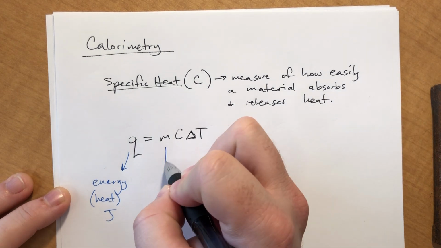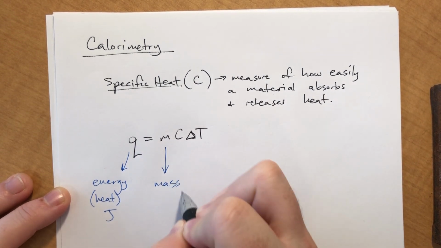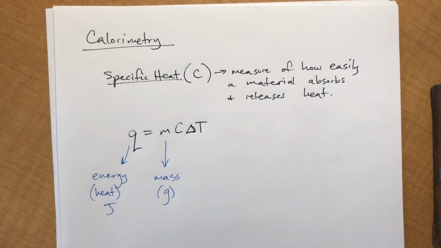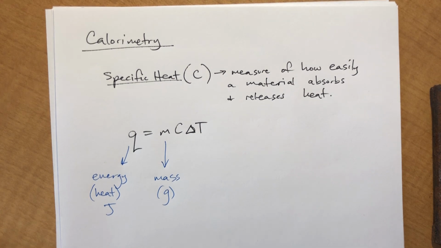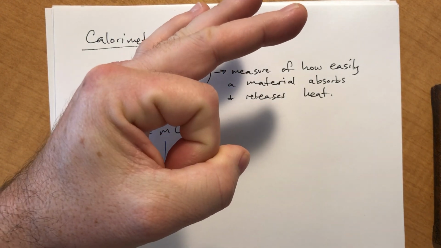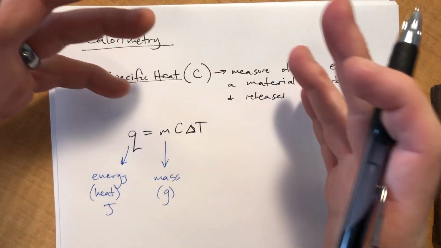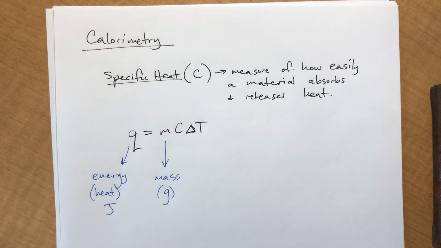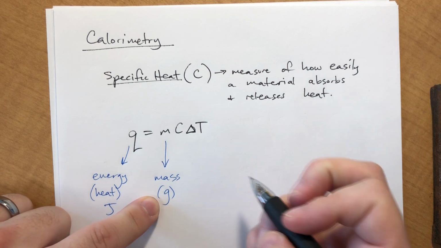M is the mass. We're going to put that in grams. Mass is important in this because honestly, the more material you have, the harder it's going to be for it to absorb energy. So in other words, if you had 1 gram of iron and you had to heat it up, it wouldn't take very much heat. If you had 100 grams of iron, it's going to take significantly more heat to raise its temperature. So again, not a big deal, but this is why mass is important.